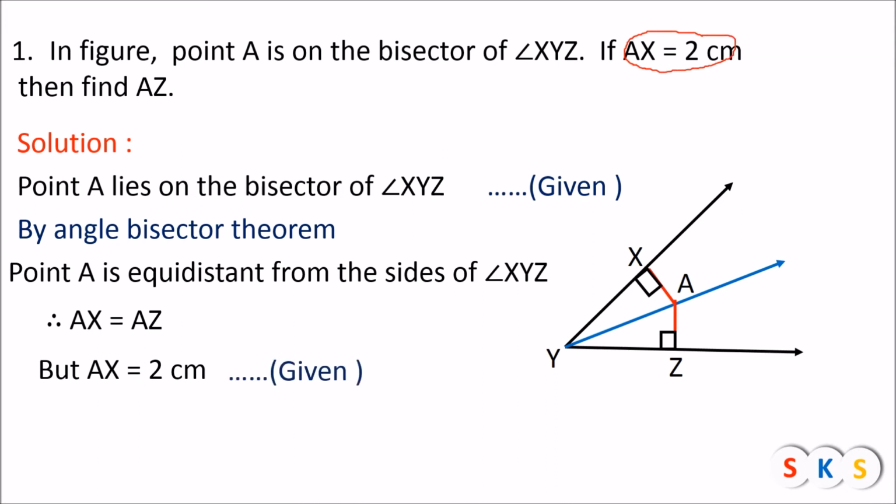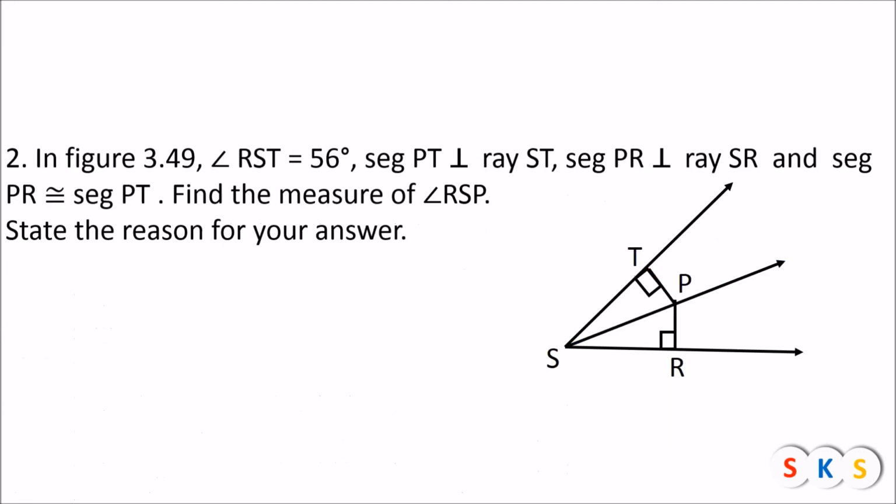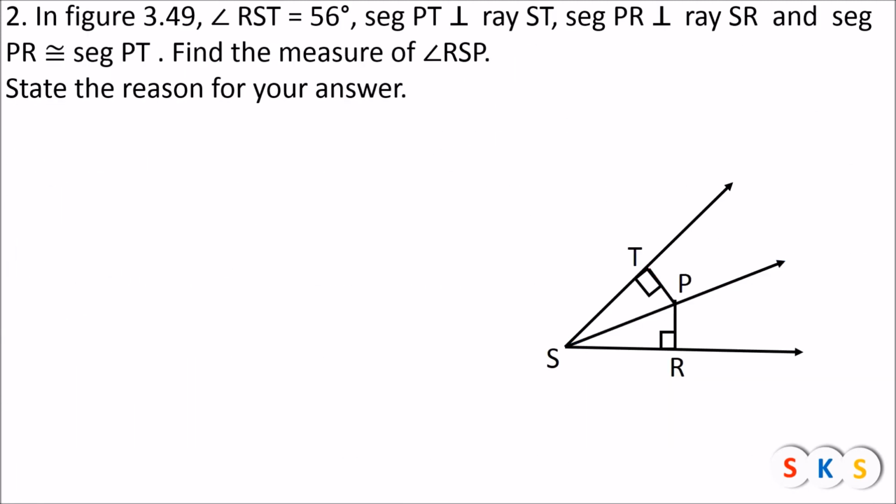Here we have question number 2. In the figure, angle RST equals 56 degree, seg PT perpendicular to ray ST, seg PR perpendicular to ray SR, and seg PR congruent seg PT. Find the measure of angle RSP. State the reason for your answer. Let's see the solution of this question.